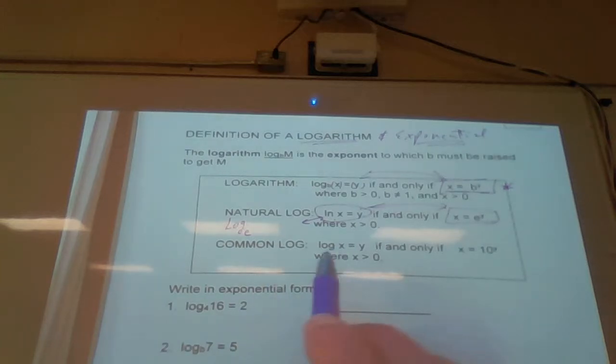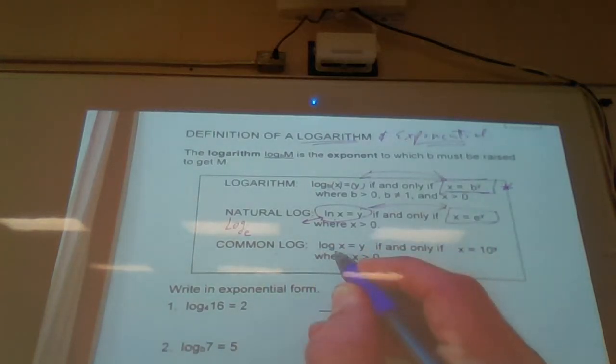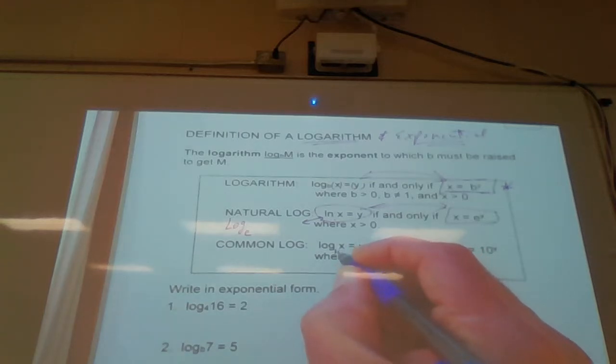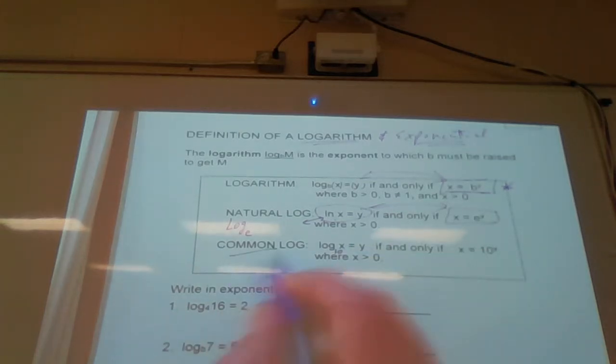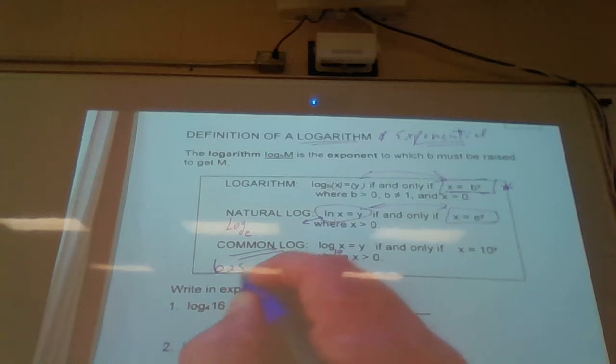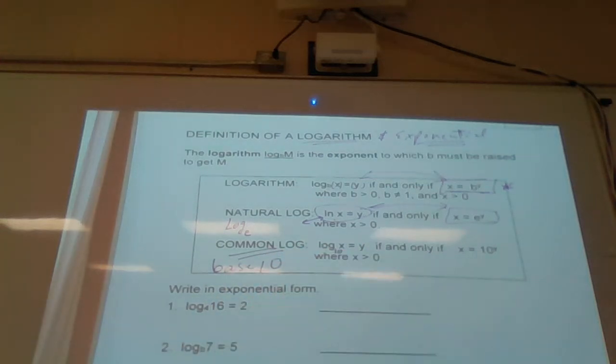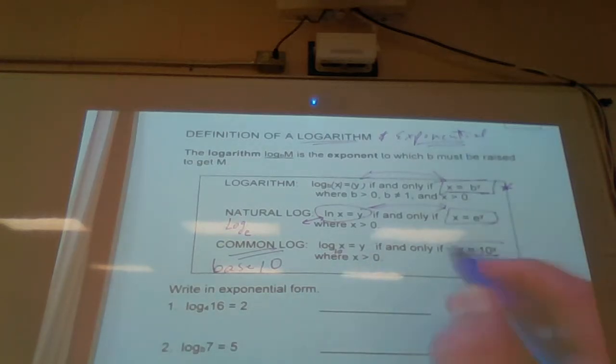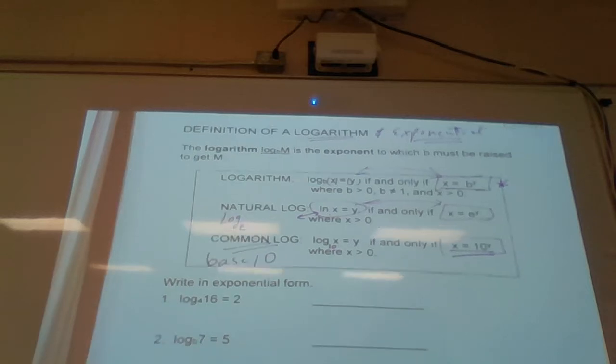Common log: when you see a log with no base on the bottom, you don't see a number on the bottom, that's understood to be a 10. So the common log is a base 10. And if I want to make the exchange, it's 10 to the y equal x. Okay? All right, let's do some examples.